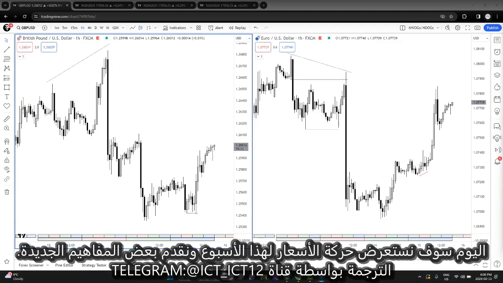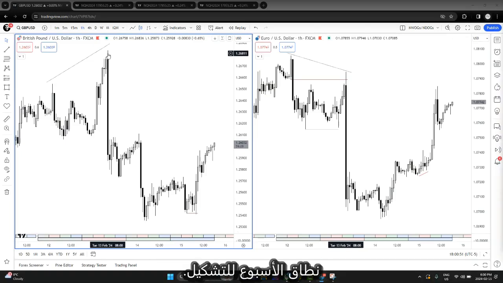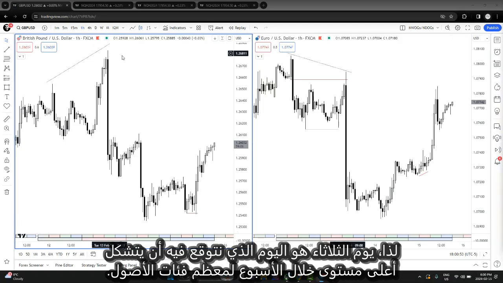Today we will be going over this week's price action and introducing a few new concepts. So today was not a bad day, right? But Tuesday was when we actually expected most of the range for the week to form. So Tuesday is when we expected the high of the week to form for most asset classes.